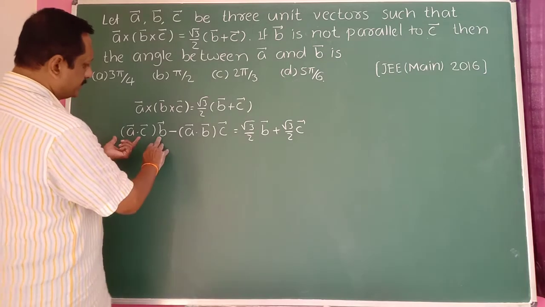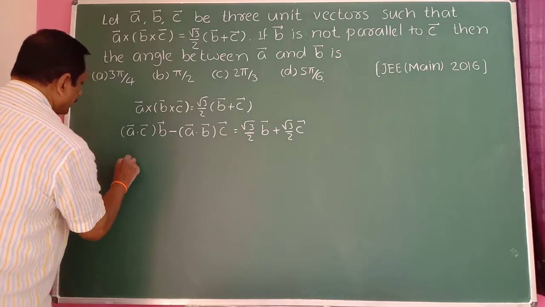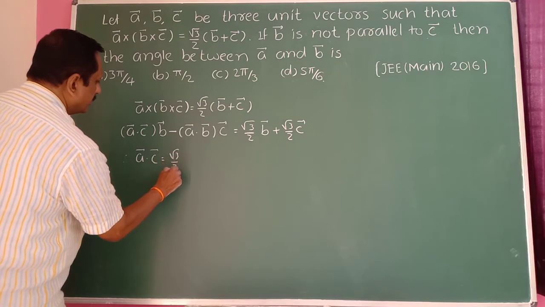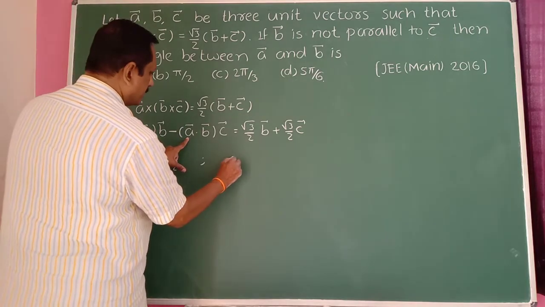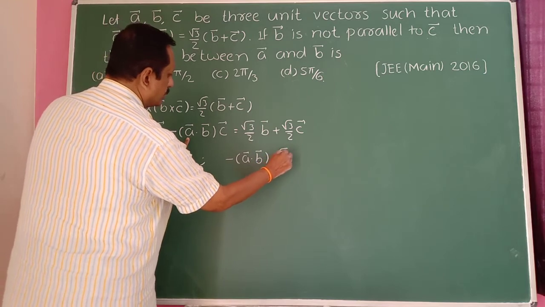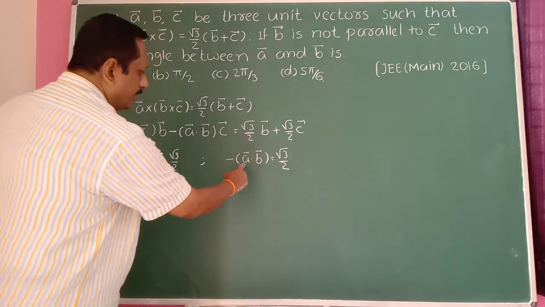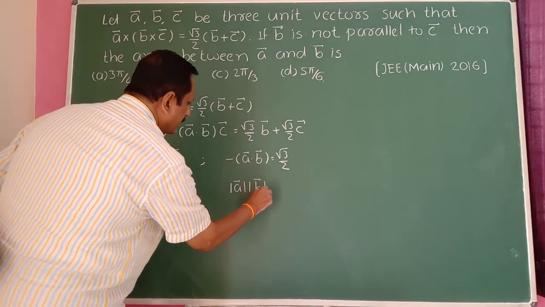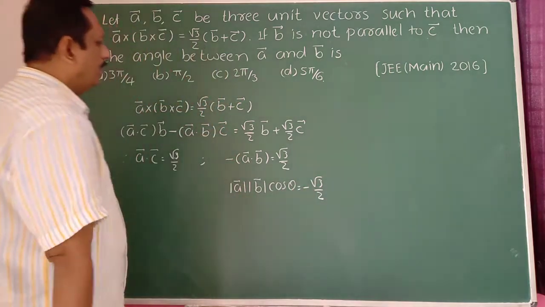So the left hand side B bar coefficient is A bar dot C bar, and here it is root 3 by 2. Therefore A bar dot C bar is equal to root 3 by 2. And minus A bar dot B bar is equal to root 3 by 2. Take the minus to the right hand side: A bar dot B bar is modulus of A bar into modulus of B bar into cos theta, equal to minus root 3 by 2.